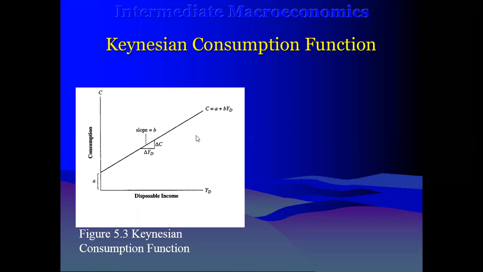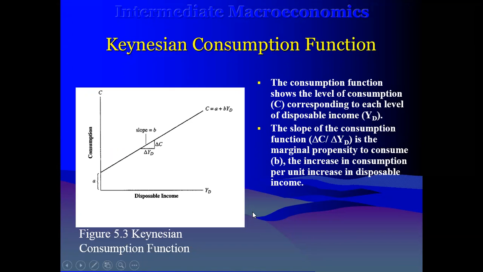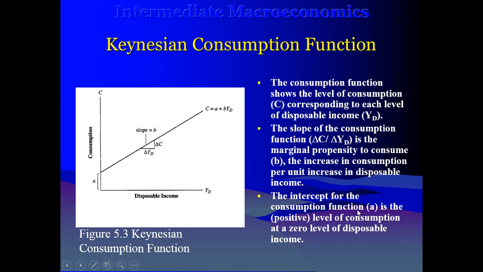So this is our consumption function with the disposable income on the horizontal axis and the consumption on the vertical. All right, so this is just what I was talking about. If you are asked to draw a consumption function which depends on disposable income, this is what you have to draw. It's possible that consumption would depend on income.